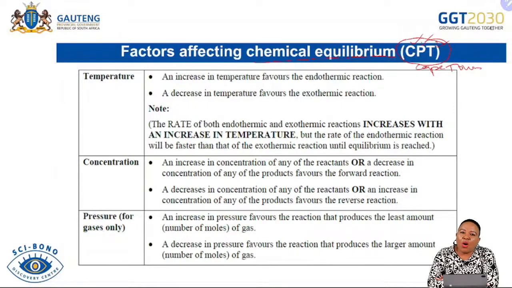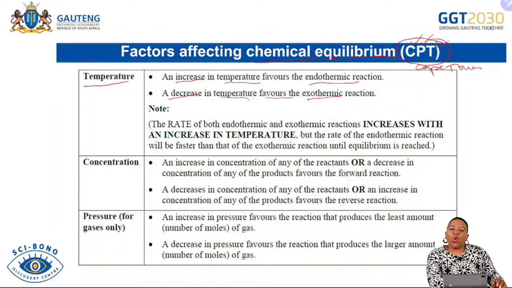Now let's look at how each factor affects equilibrium. Let's start with temperature. We are saying an increase in temperature favors endothermic reaction. A decrease in temperature favors exothermic reaction. So when the system has reached equilibrium and you decide to increase or decrease the temperature, definitely the system will be affected. We are told what type of reaction will be favored in terms of the increase and the decrease in temperature.